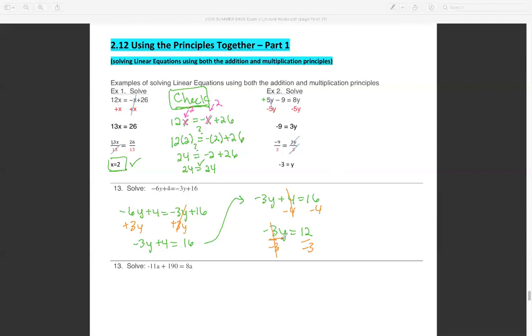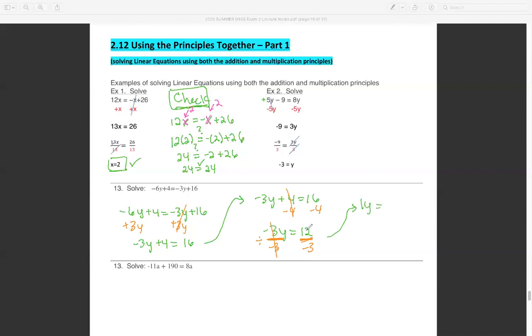And also, another thing: pay attention to your fraction bar. This is a fraction bar. We're dividing, not subtracting. Up here is our subtraction sign, and here's our division bar. So please make sure you're paying attention to the difference. Negative 3 divided by negative 3 is 1, not 0. That's important. So we have 1y, and that's the only number you can have next to your variable for it to be solved.